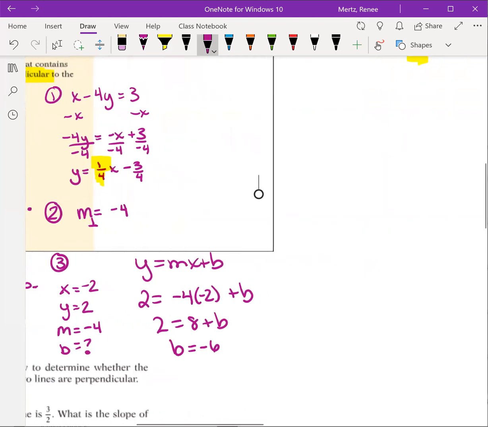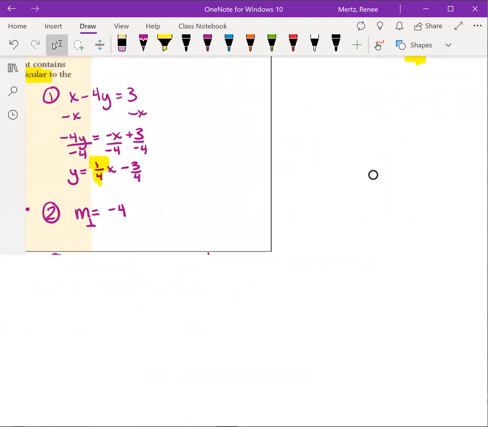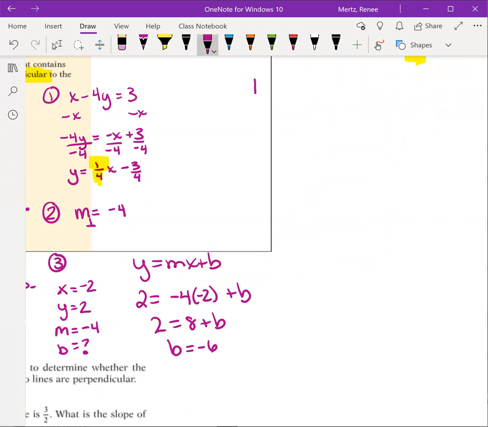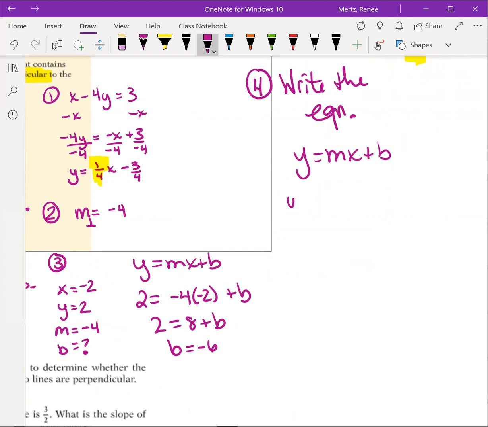Now our final step is to write the equation of the line. So y equals mx plus b. Make sure we use the right slope. We want the slope of the perpendicular. So y equals negative 4x minus 6. So that's our final answer. y equals negative 4x minus 6.